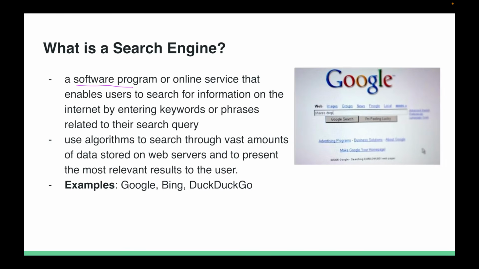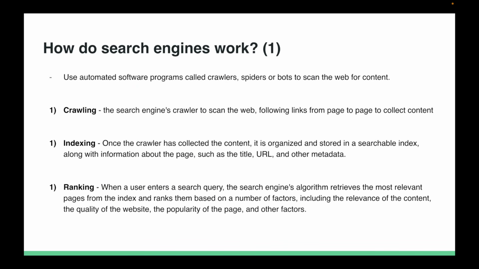Now, a key aspect of search engines is that algorithms are used to search through vast amounts of data stored on web servers to present the most relevant results to the users. The algorithms will be a focus of the option C content. Now, examples of search engines are Google, Bing, DuckDuckGo, etc. Unless you've been living under a rock somewhere, I assume you've used a search engine before. Now, we're going to talk about how search engines work.